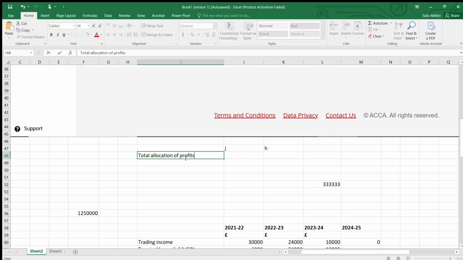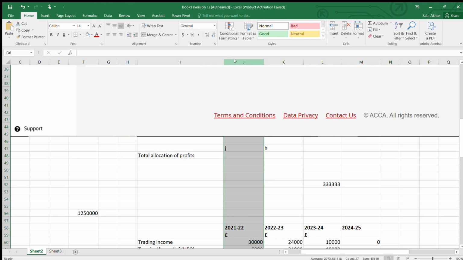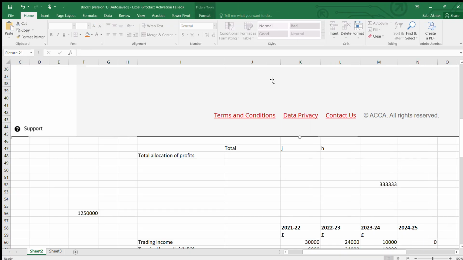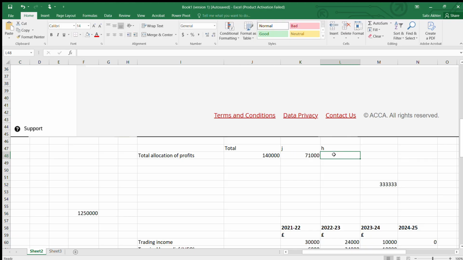So total allocation of profit. One more line. Total. So here it was 140,000. J was having 60%, 71,000. Of course, it makes sense. He will be having a higher percent, and then 69,000.